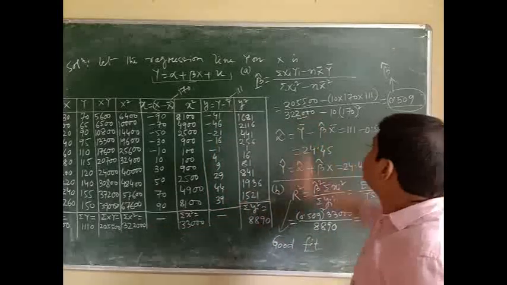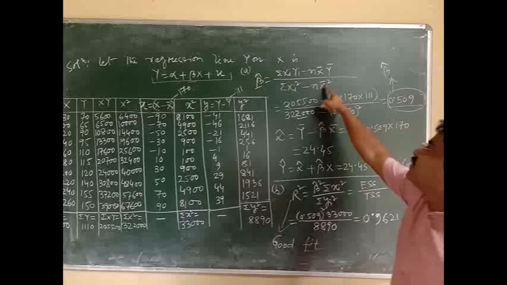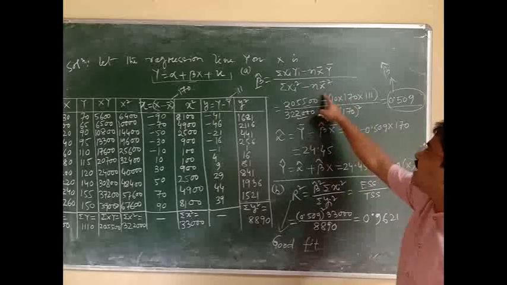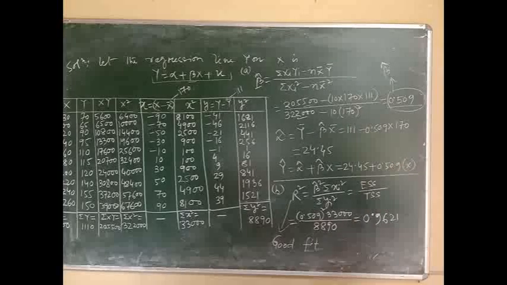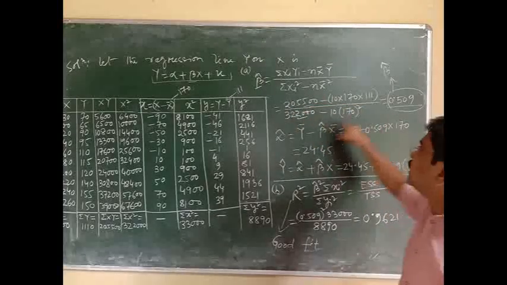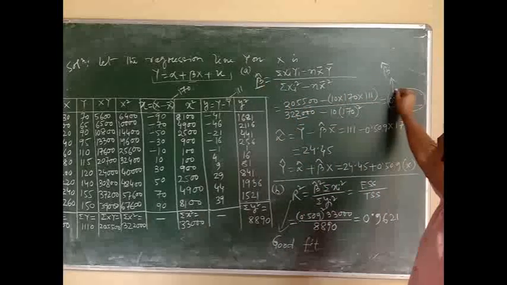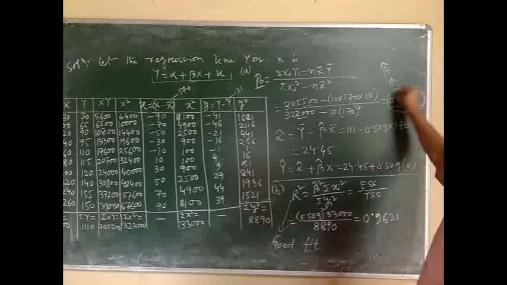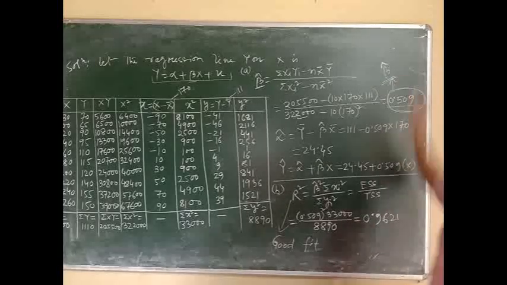So we have plotted these values, minus the number of observations, that is 10, times x bar square, where x bar is 170, and we have kept the squares. After all these mathematical calculations, you get your beta hat value, and that is 0.509. So that is our estimated beta hat.